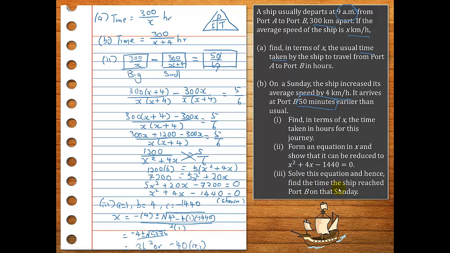Finally, what is the time that the ship reached port B on that Sunday? This is the time, and hence we will have the time equal to 300 divided by 36 plus 4, which will be equal to 7.5 hours.